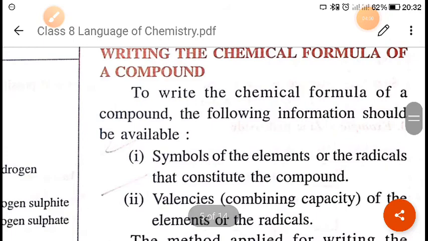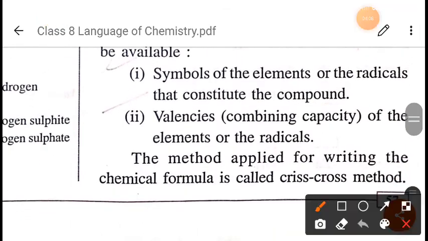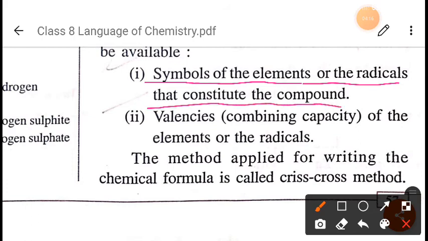Now we will see the rules of writing a chemical formula of a compound. To write a chemical formula, there are some rules. First of all, we have to symbolize the element or the radicals that constitute the compound. For example, for hydrogen H, aluminium Al, helium He, beryllium Be, boron B, carbon C. Or if it is a radical, for the sodium radical it will be written as Na+, then Cu+, K+, like this, okay? These are the radicals that constitute the compound.